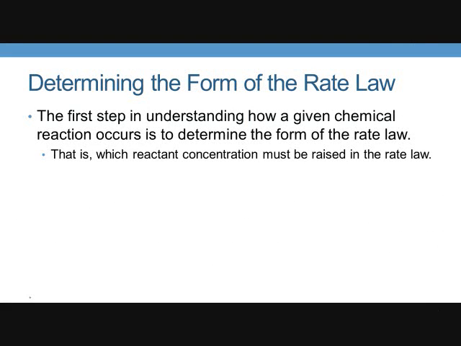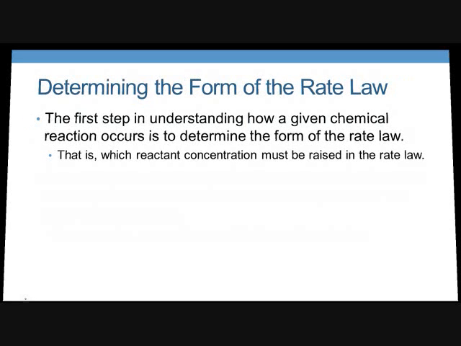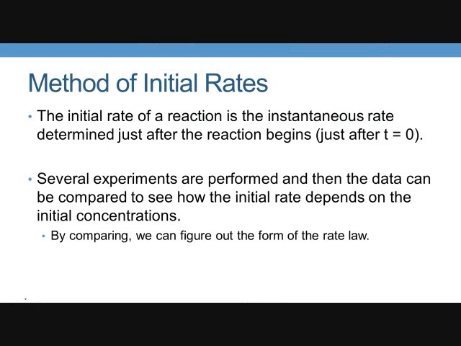So to determine the rate law, the first step is understanding how a given chemical reaction occurs. That means which reactant concentration must be raised in the rate law, and what it is going to be raised to. So we use the method of initial rates to do this. We did this in Chemistry 1, so this hopefully will just be review for you today. The initial rate of a reaction is called the instantaneous rate, determined just after the reaction begins, so just after time equals 0. That could be milliseconds, it could be minutes, it just depends on the experiment. Several experiments are performed, and then the data can be compared to see how the initial rate depends on the initial concentrations. And by comparing these, we can figure out the form of the rate law.